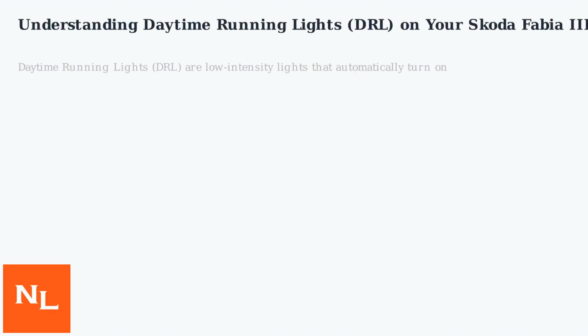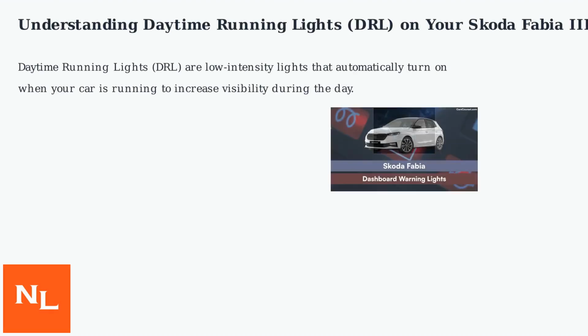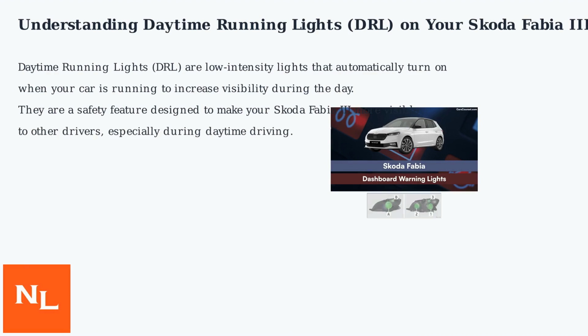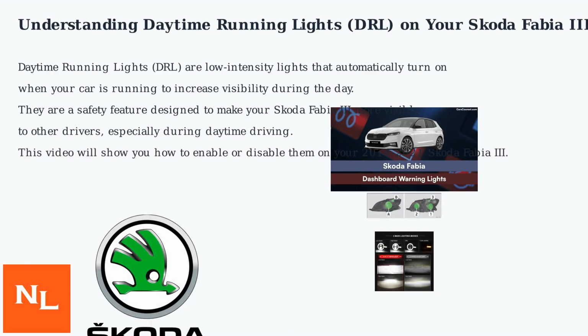Daytime running lights, or DRL, are low-intensity lights that automatically activate when your Skoda Fabia III is running. They enhance visibility during the day, making your vehicle more noticeable to other drivers. This safety feature helps reduce the risk of daytime collisions. In this video, we'll explore how to enable or disable DRL on your 2014-2021 Skoda Fabia III model.